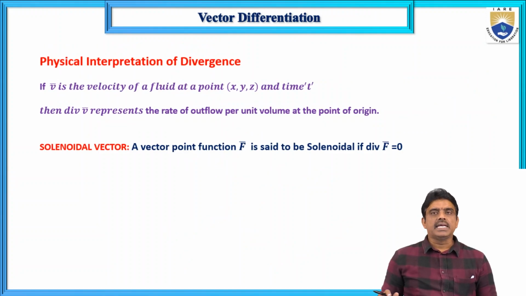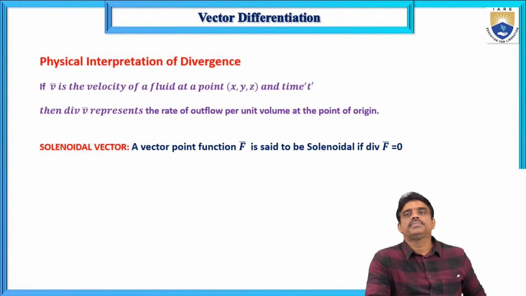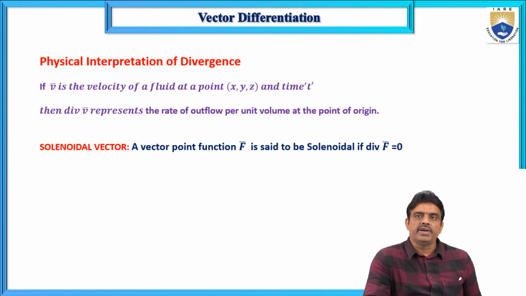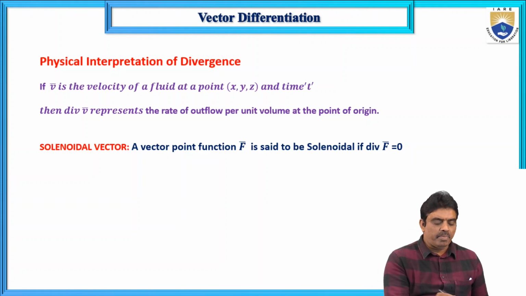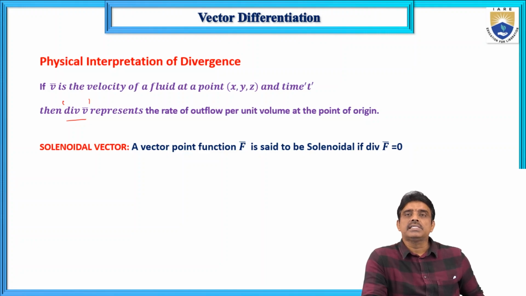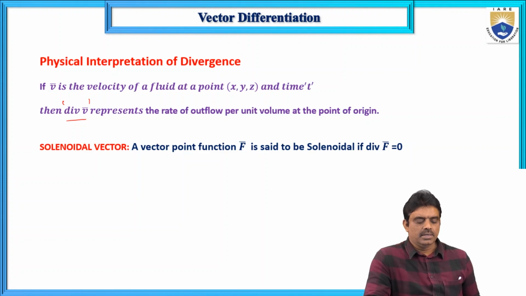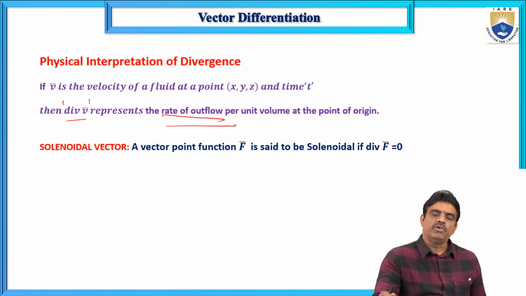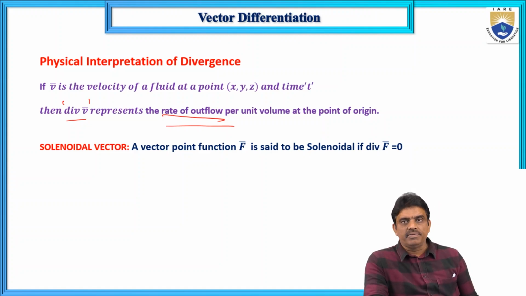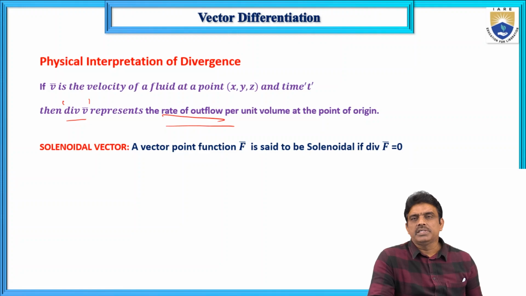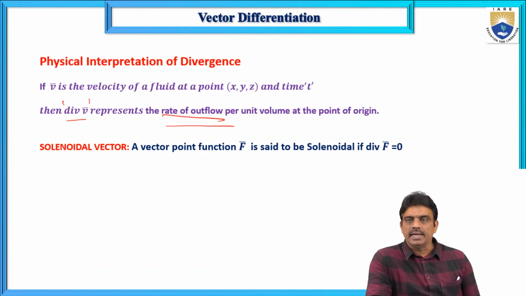Now, the physical interpretation of divergence. If v bar is the velocity of a fluid at a point x, y, z and time t, then what does div v bar, the divergence of v bar, represent? It represents the rate of outflow per unit volume at the point. Clearly it is a physical phenomenon: divergence, gradient.